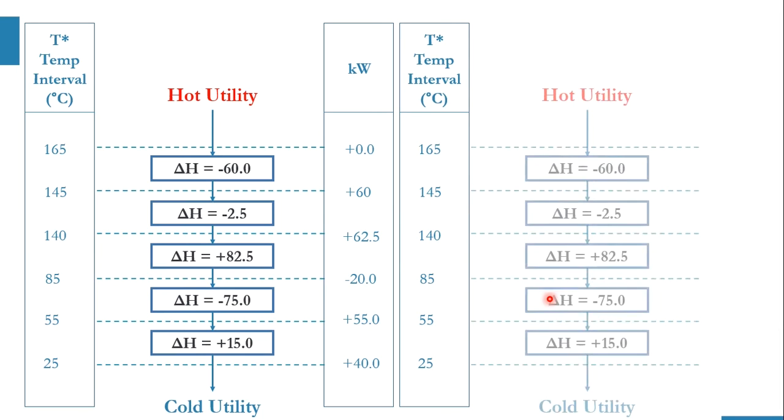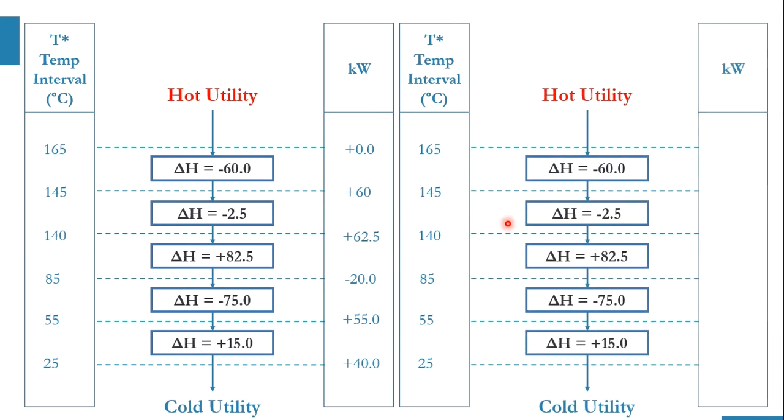And then this interval has the same value as here. And now we will take 20 over here, so it is plus 20. Now 20 minus minus 60, so it will be 80. 80 minus minus plus 82.5, 82.5 minus 82.5, it will be 0. 0 minus minus plus 75, and 75 minus 15, 60.